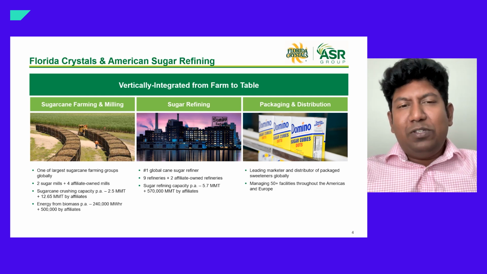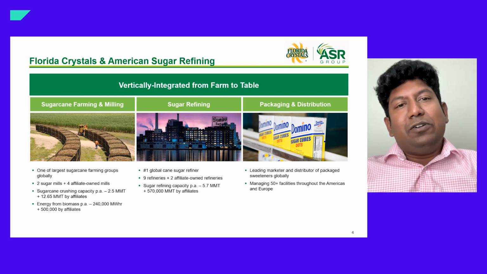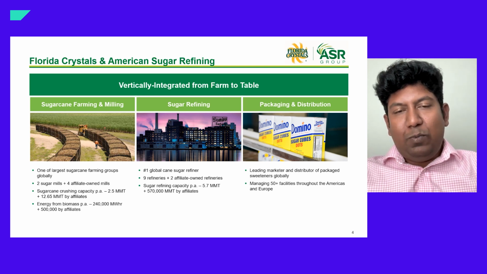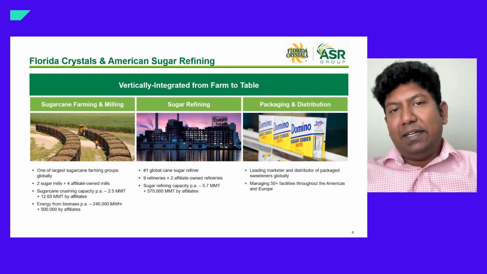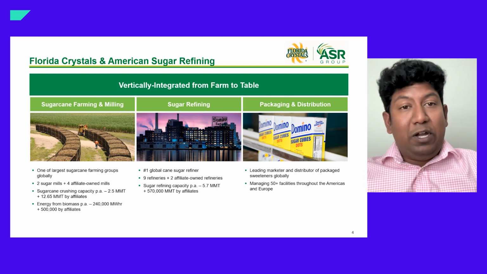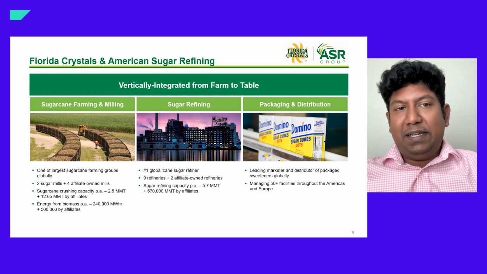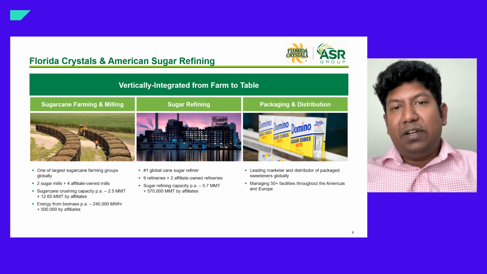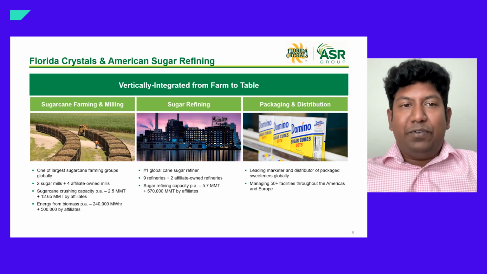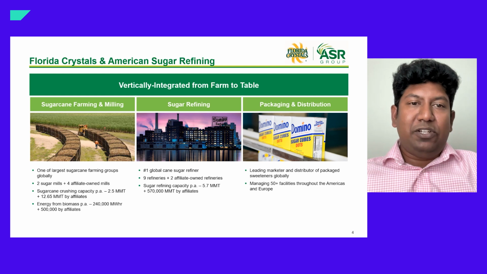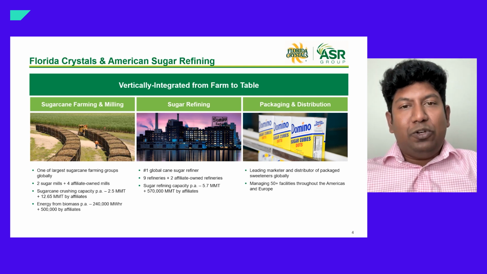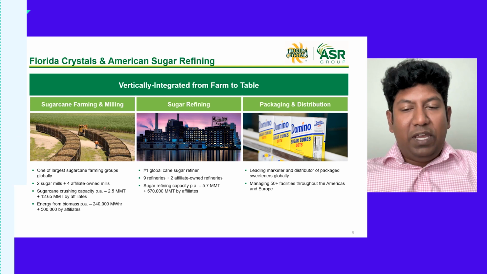Schroetel Crystals. Who's Schroetel Crystals, right? This is a vertically integrated farm to table company. What I mean by that, if you really look under the hood at who we are and what we do, it's basically a sugarcane farming and milling company, or entity, sugar refining, packaging and distribution. In industrial terms: agriculture, manufacturing, either discrete or process industry, and packaging. So this is what we do and this is who we are.